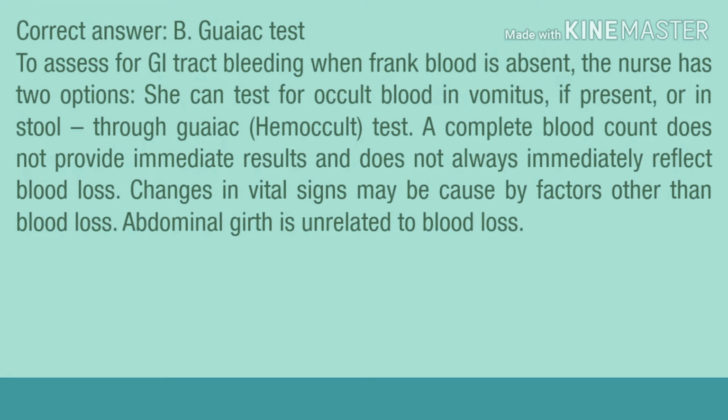Correct answer, B. Guaiac test. To assess for GI tract bleeding when frank blood is absent, the nurse has two options. She can test for occult blood in vomitus, if present, or in stool, through the Guaiac hemoccult test. A complete blood count does not provide immediate results and does not always immediately reflect blood loss. Changes in vital signs may be caused by factors other than blood loss. Abdominal girth is unrelated to blood loss.